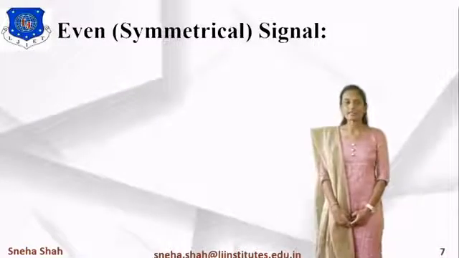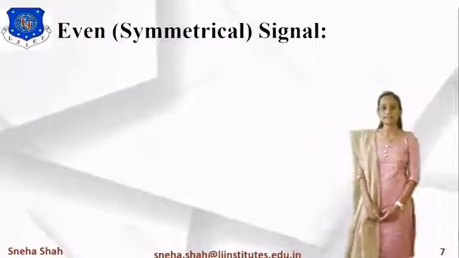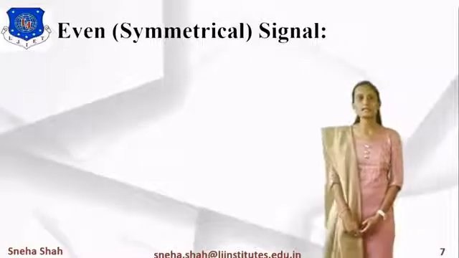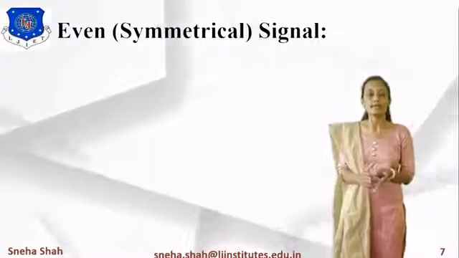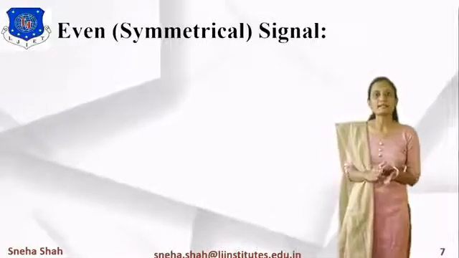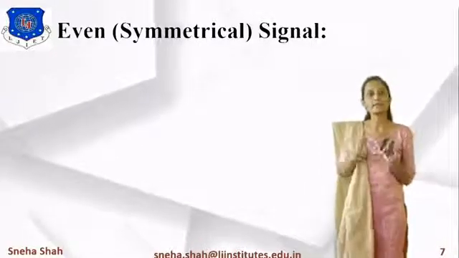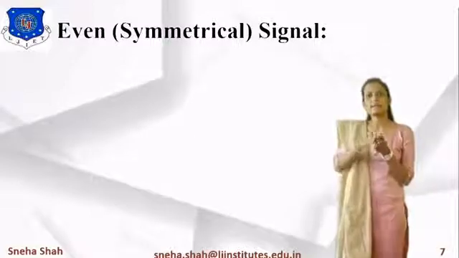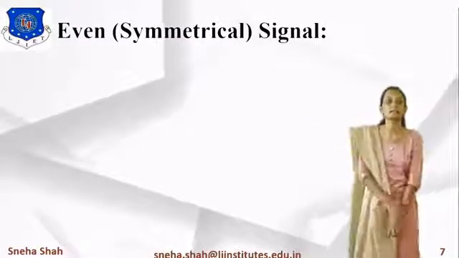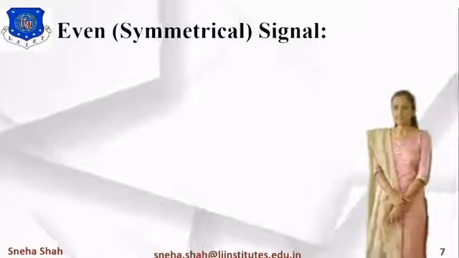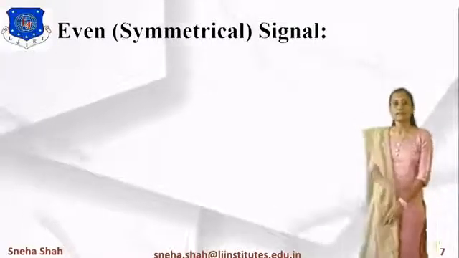Now the next type of signal is the even or symmetrical signal. What is the meaning of even signal? An even signal is one kind of signal which has symmetry over the y-axis. If we take the positive part and the negative part from the y-axis, the signal will remain the same. So it will be symmetrical on the y-axis.